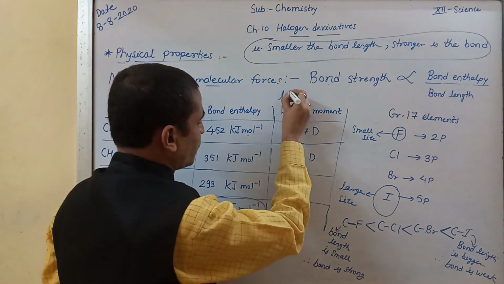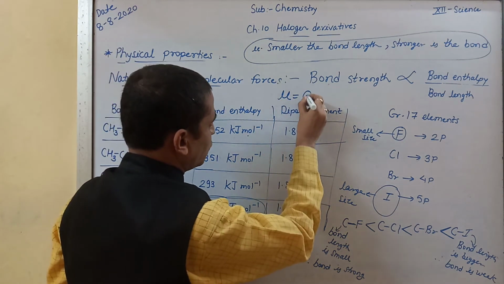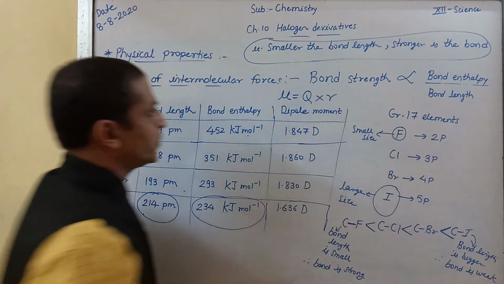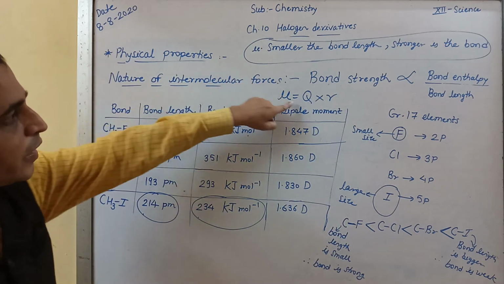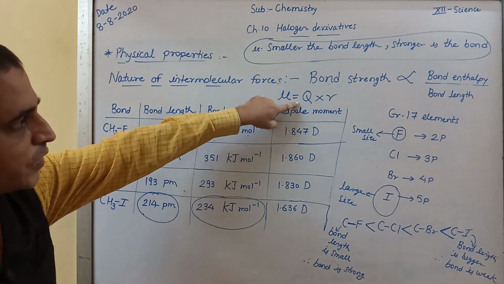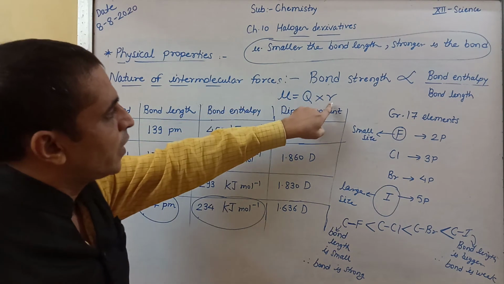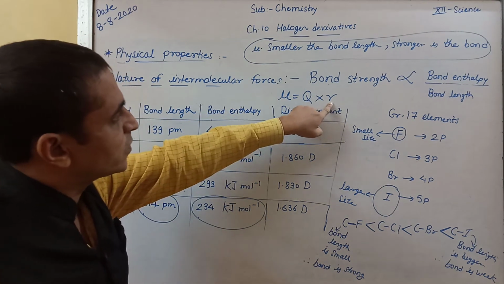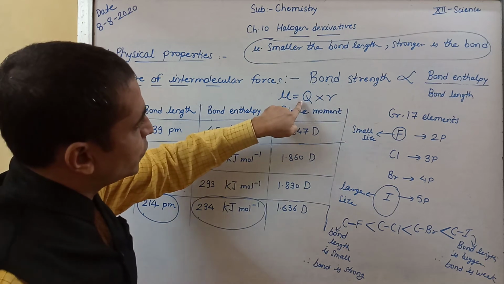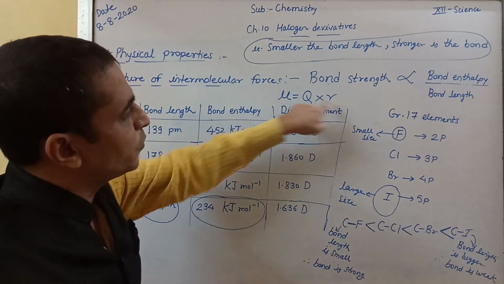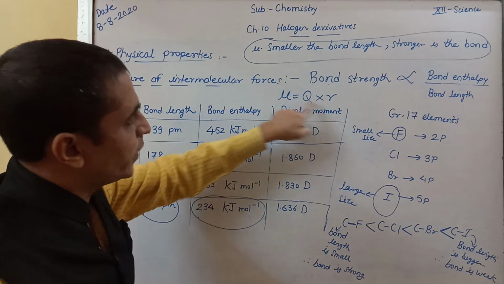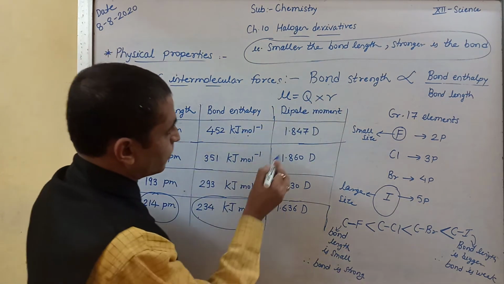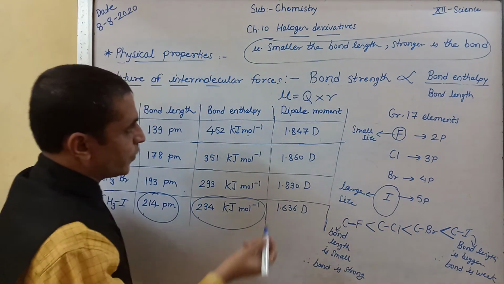Now come to the next point, that is dipole moment. Dipole moment is shown by mu is equal to Q into R. Here mu means dipole moment and Q is the charge present on both the atoms, and R represents the distance between the covalently bonded atoms.